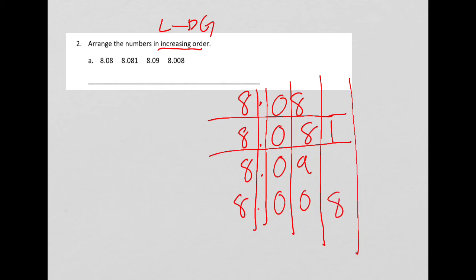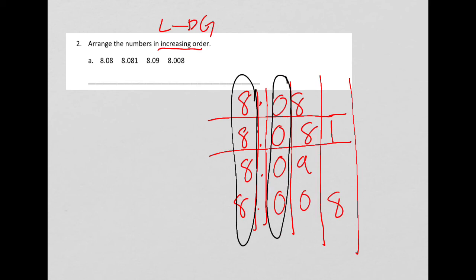Now let's go column by column and really compare. The 8s are all the same, so we're going to basically ignore that. The tenths are all the same, we can ignore that too. The hundredths is where we see differences. We have an 8, an 8, a 9, and a 0. Remember, we're looking at least to greatest. So what is the smallest number here? That's the 0. So that means that number is the smallest number, so that's going to be my first one I write down because it's the least one. 8.008. That's right here.